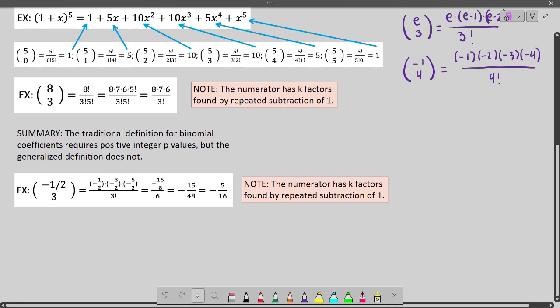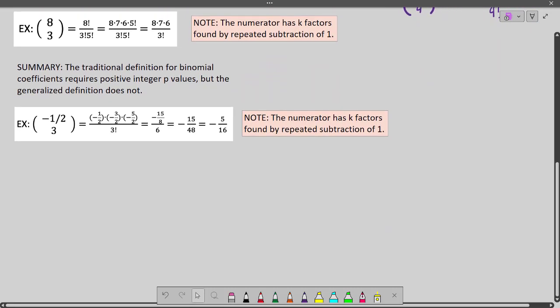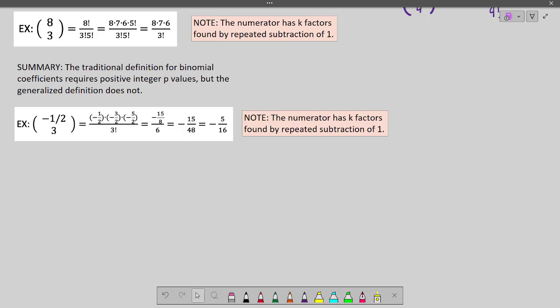So another example of it. Here is how we can do a negative number. This is just a generalization. We need to end up with 3 factors. So we start with -1, do repeated subtraction until we have 3 factors. That is that coefficient. So why might we want to do this?